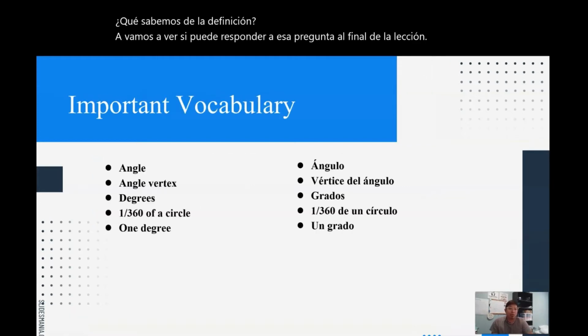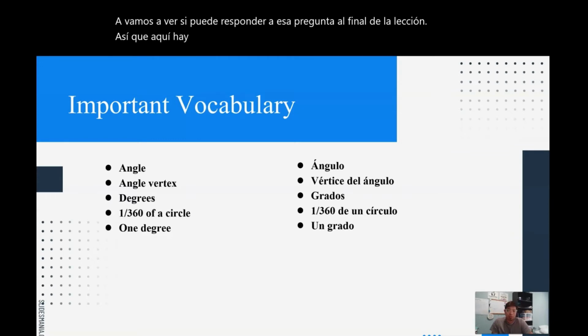So here are some important vocabulary words that you need to know for today's lesson. And they are angle, angle vertex, degrees, 1 out of 360 of a circle, and 1 degree, okay?